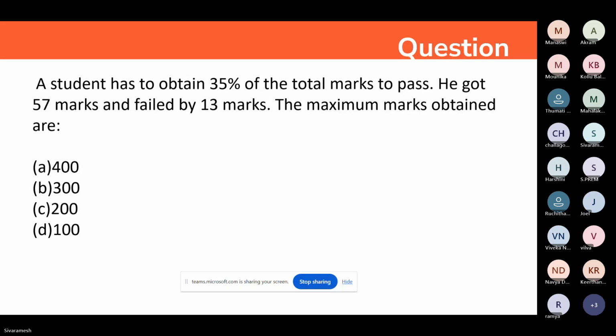Now, even this one also you can try, but still we'll try it now. It's similar to the question which we solved at the starting. Some percentage he got failed, he got passed, similar kind of question. Can you try this?